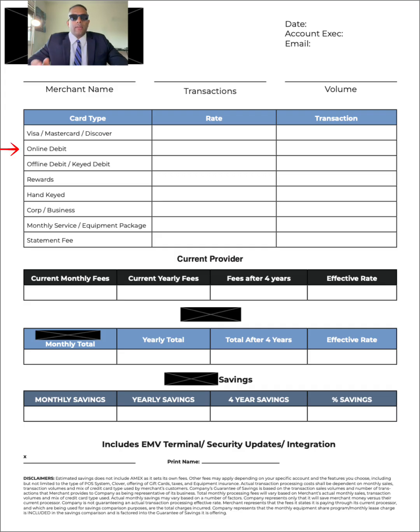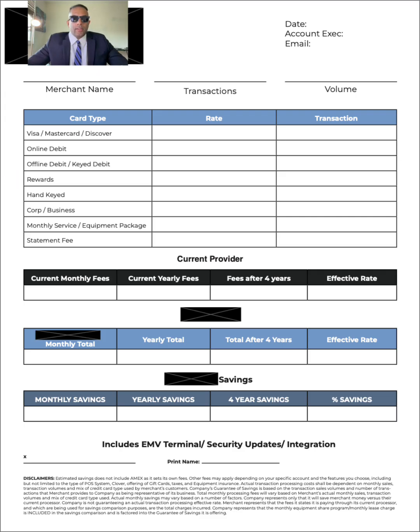Online debit. That means the individual or the card holder is there present. So they're using their PIN code and there's a PIN pad for them to enter their PIN code. It's swiped, tapped, or dipped. Offline debit or key debit. This is when someone else is using their card. So the card holder is giving the card to a third party person and the person does not know the PIN or it is manually entered in. Examples are food establishments.